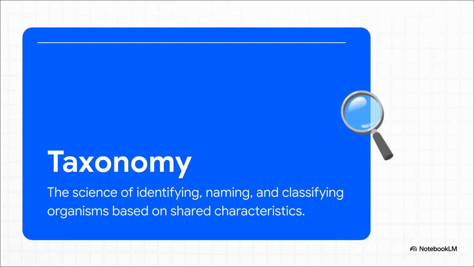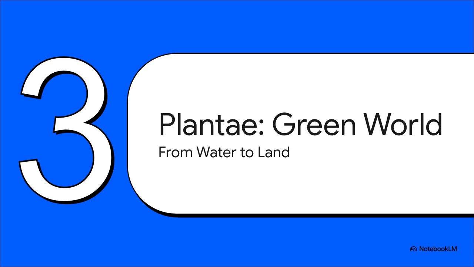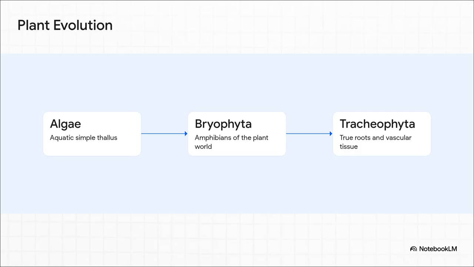Okay, moving on to part 3, let's zoom in on Kingdom Plantae, the green world, and trace this incredible evolutionary leap from the ocean to dry land. This journey is just fascinating. We start out in the water with simple aquatic algae, which just have a basic thallus structure. Then, step 2, plants kind of crawl onto moist land as bryophytes. Think mosses. Scientists actually call these the amphibians of the plant world, because they live on land, sure, but they absolutely still need water to reproduce.